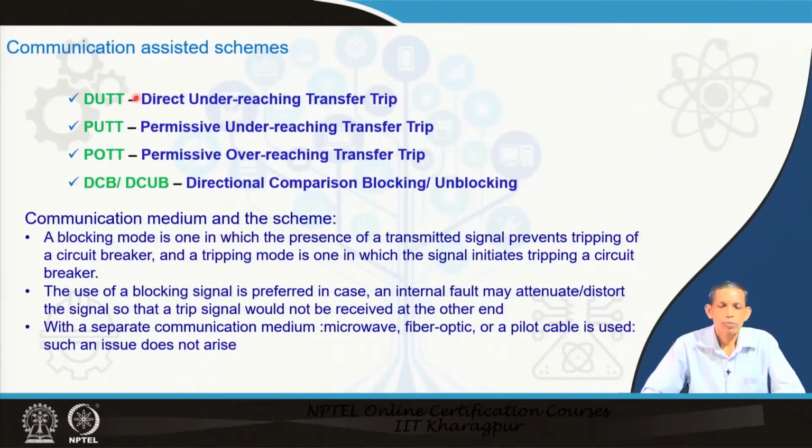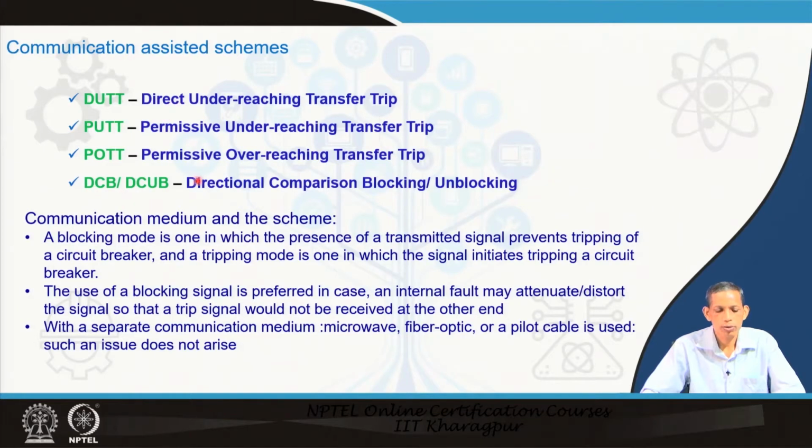There are five important communication assisted schemes used for high voltage systems with distance relay schemes: DUTT, direct underreach transfer trip; PUTT, permissive underreach transfer trip; POTT, permissive overreaching transfer trip; and the directional comparison blocking and unblocking, which are DCB and DCUB.